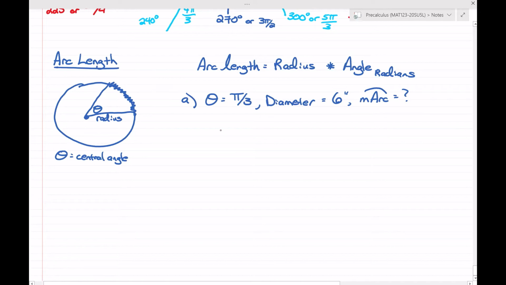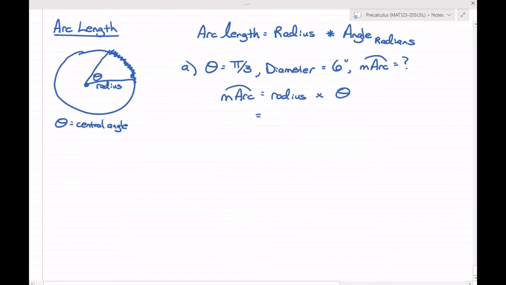So let's set this up. The measure of the arc is equal to the radius times our angle in radians. Okay, well if the diameter is 6, that means our radius is 3 inches. Our angle is already in radians. Pi over 3 is a radian measure. So the measure of the arc is equal to just pi inches.